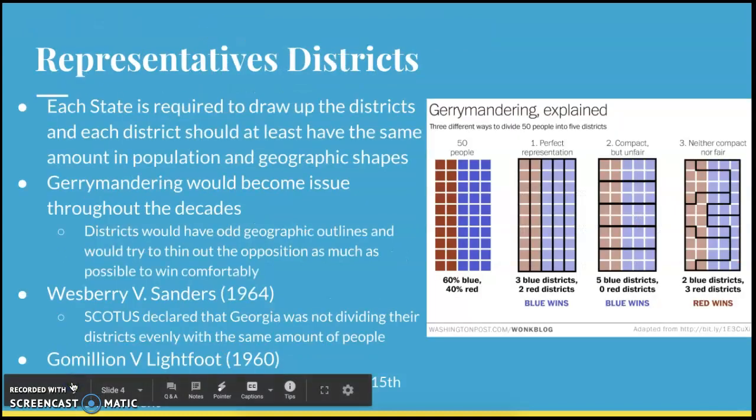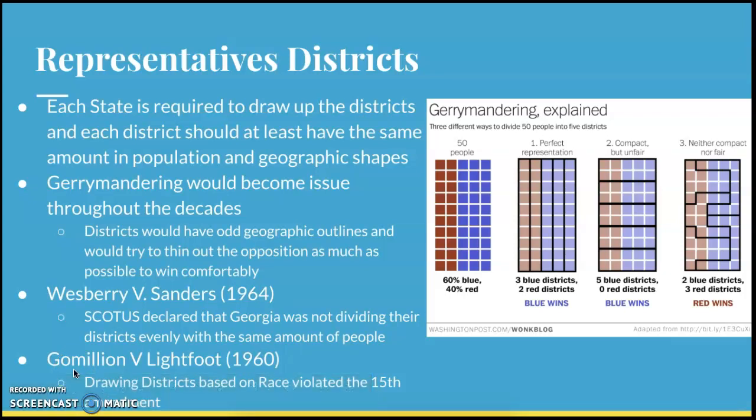So, representatives in their districts. Each state is required to draw up districts, and each district should have at least the same amount of population and geographic shape. However, this is not the case in practice.